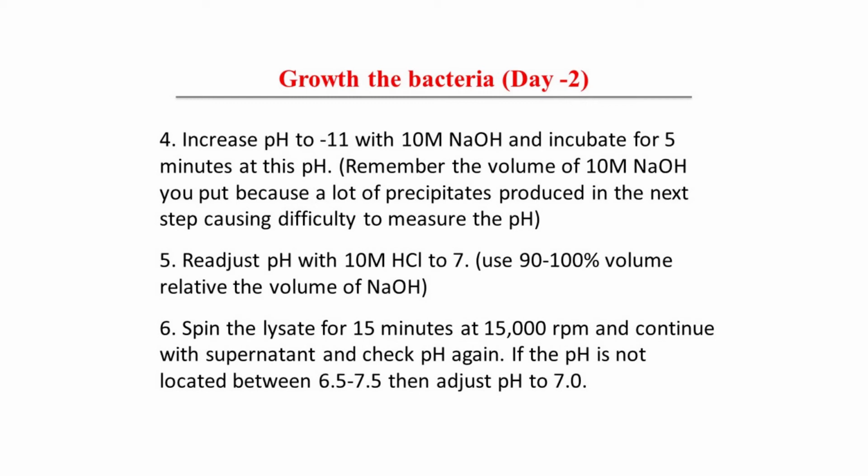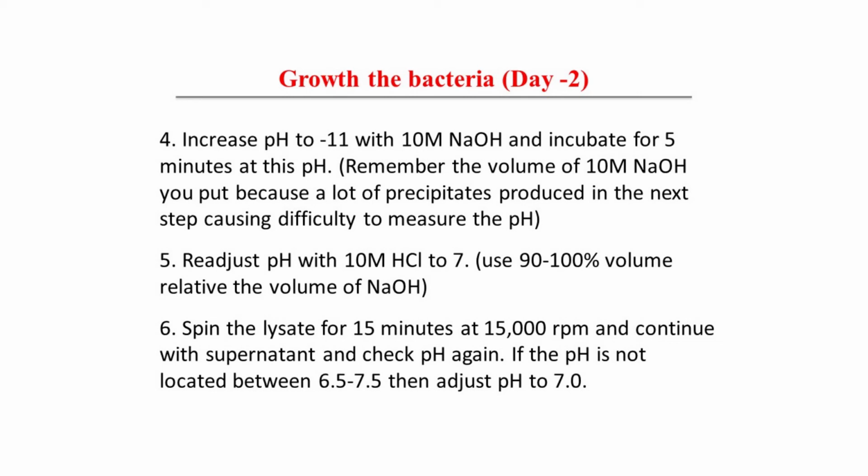Okay, step 5 is to readjust the pH with 10 molar HCl. So 10 molar sodium hydroxide in step 4 and 10 molar HCl in step 5. This step brings the pH back to the original pH of 7. Now you will see the overall viscous solution, and you will see the DNA precipitating out, all the messed up things you can observe. So now it's time to centrifuge again. The step is spin, which means centrifugation of the lysate for 15 minutes at 15,000 RPM.